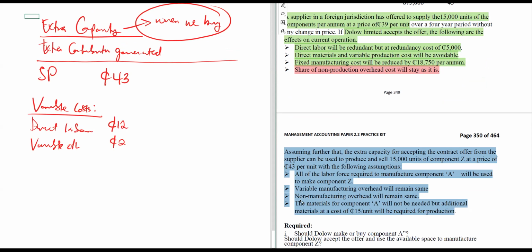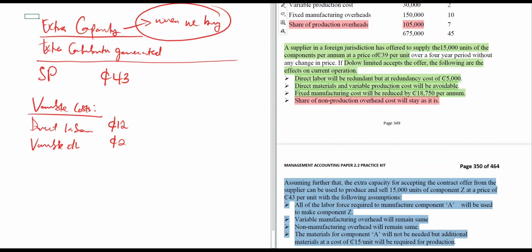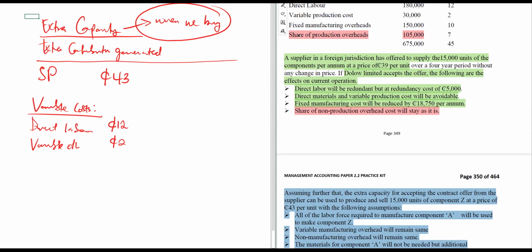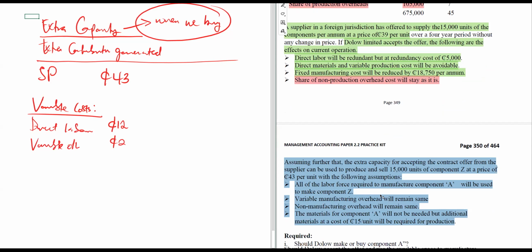Then they said non-manufacturing overhead will remain the same, which is the share of production overhead. Then the fixed manufacturing overhead will also stay the same, but we cannot bring fixed overhead in because we are looking for extra contribution. So they said materials will be required at a cost of 15 per unit. So direct material is 15 cedis per unit.